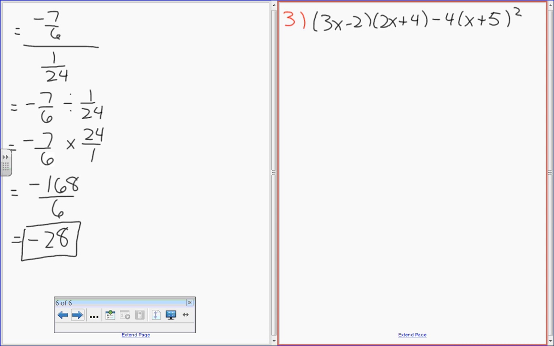A lot of people told me that x plus 5 squared is equal to x squared plus 25. Look, I'm getting mad saying this. It's not. Please FOIL. Okay? So I'm going to do this quickly. This turns to 6x squared.